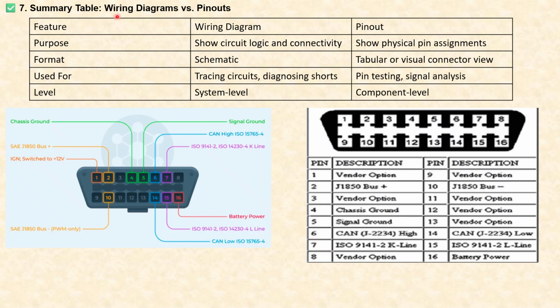So to summarize, when it comes to diagrams and pinouts, in this table I'm going to talk about the feature: the wiring diagram and the pinout. The purpose is to show circuit logic and connectivity for the wiring diagram, and to show physical pin assignments for the pinout. When it comes to format, the wiring diagram is schematic and the pinout is tabular or a visual connector view. The wiring diagram is used for tracing circuits and diagnostic shortcuts, and the pinout is used for pin testing and signal analysis. When it comes to level, the wiring diagram talks about the system level and the pinout talks about the component level.